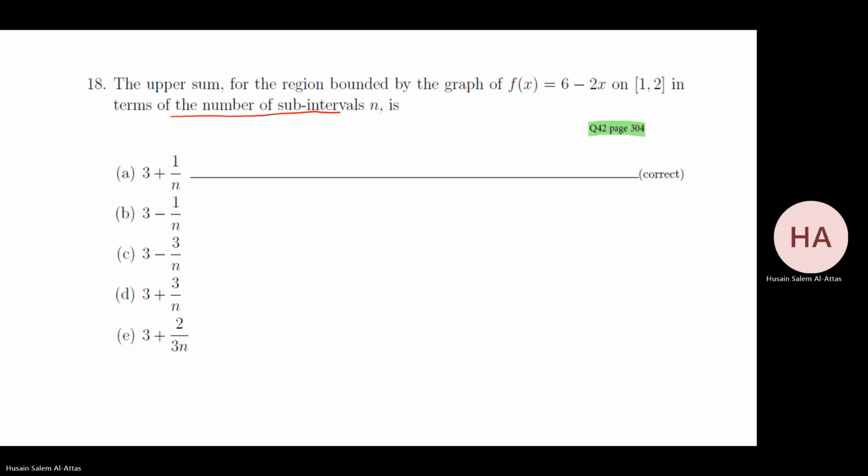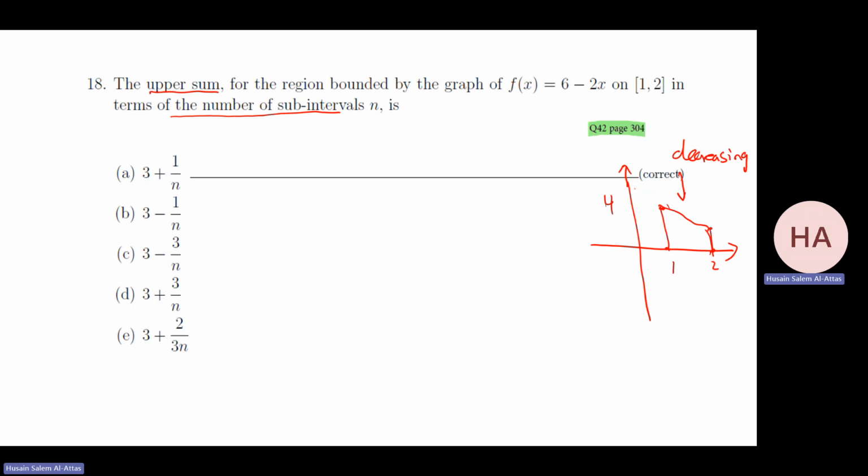Okay. Yeah, okay. Let us graph the function easily. It's a line, so it's easy to get it. At 1, it's 4. And at 2, it's 2. So this is what we're looking for. I want to find what? The upper sum. This function is what? Decreasing.